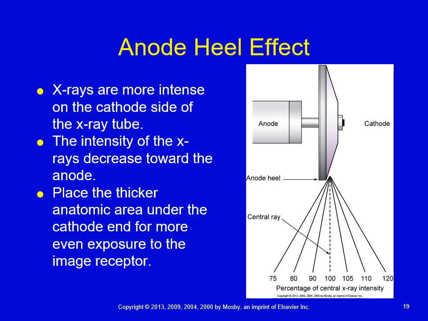So again, the anode heel effect is something that we need to know, but it's not really a big factor when it comes to our digital imaging, which is what you're going to be using. You're going to be using CR, which is getting obsolete, and DR. This was more of a big thing when we were using film screen, which we don't use anymore.